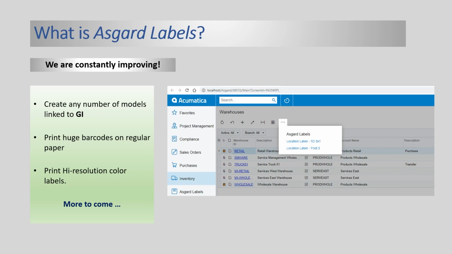Now, Asgard Labels is constantly improving. You can create any number of models linked to GI, you can print huge barcodes on regular paper, and you can print high-resolution color labels. And there are many more to come with your input.